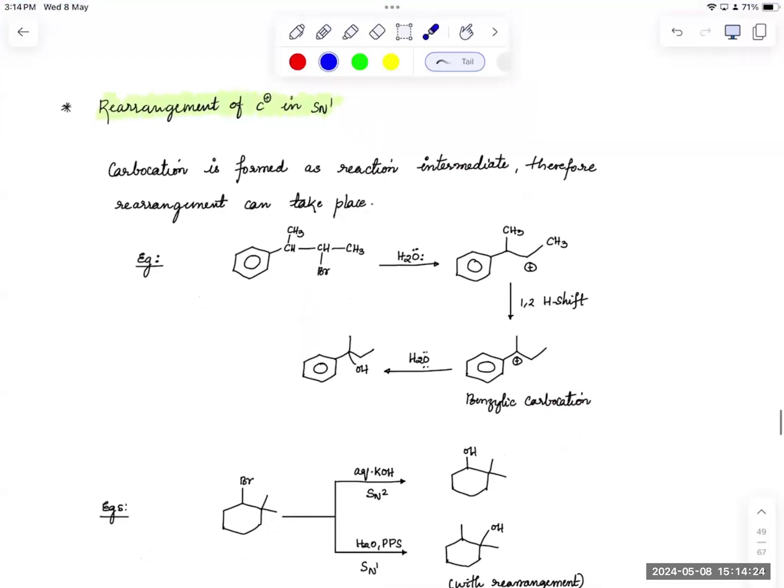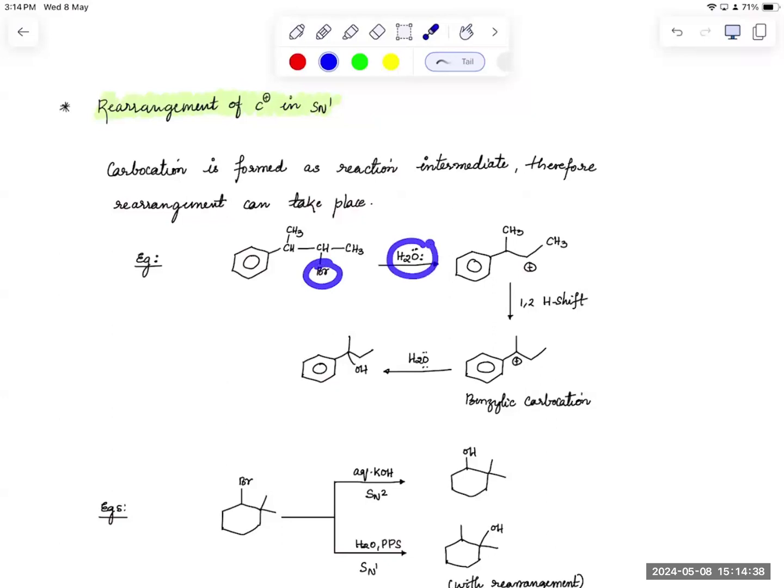Since SN1 is going via carbocation formation, it is subject to rearrangements, because once you get a carbocation, it has the ability to rearrange to a more stable carbocation. For example, if bromine is here and I'm adding it to water, first the carbocation will form. Then a 1,2 hydride shift will take place. Hydrogen from here will shift, creating a more stable carbocation. And then water will attack. It will convert it to this product.